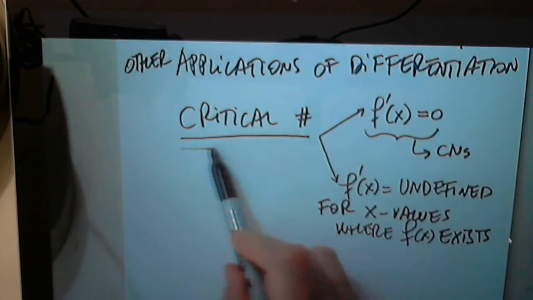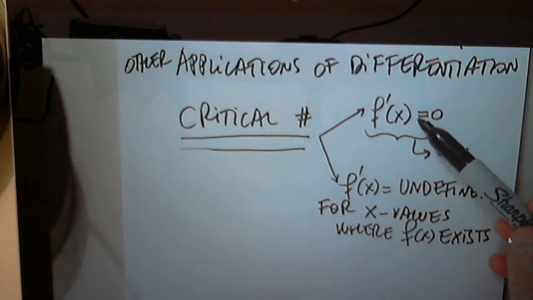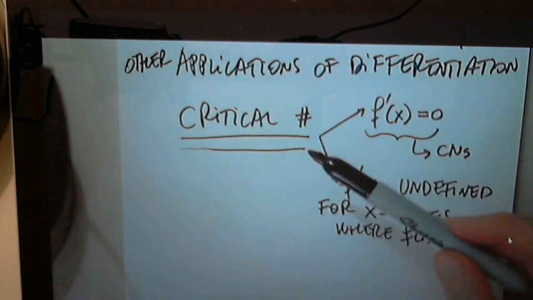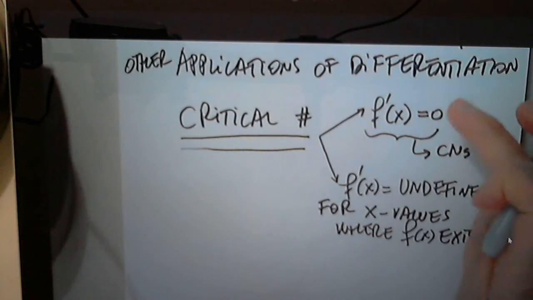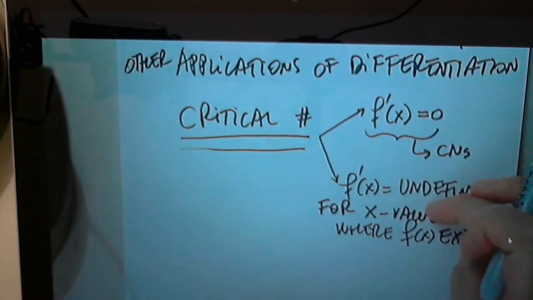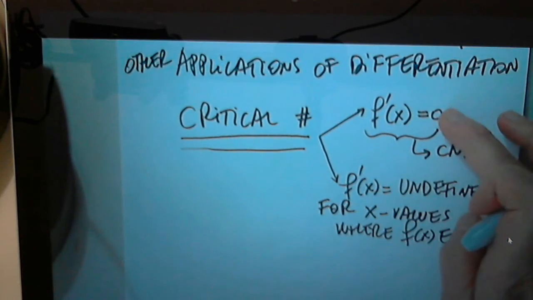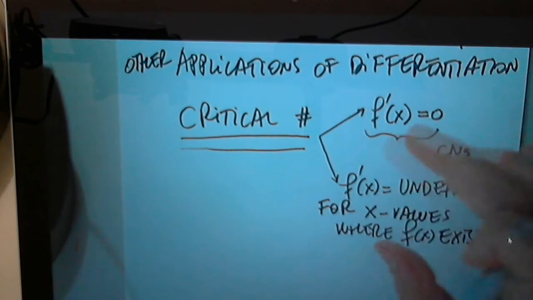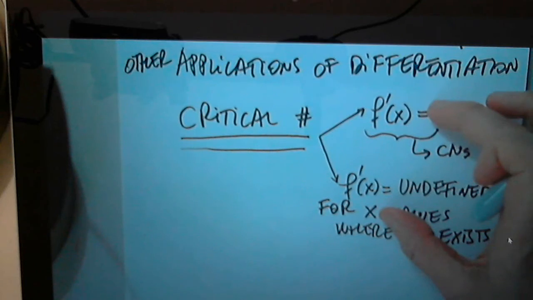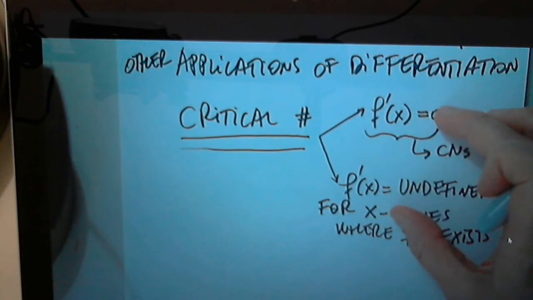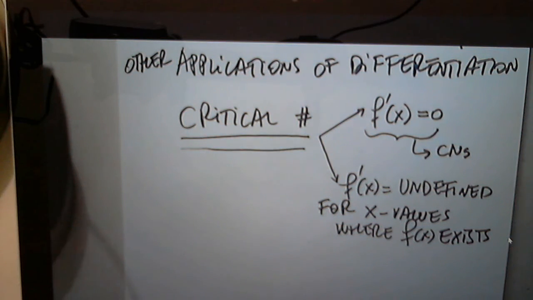So critical numbers come from two sources. F prime has to be determined in both cases. Functions may have critical numbers coming from here and not from here. Functions may have critical numbers coming from this source but not this source. But there are functions that have critical numbers coming from both. So no matter what, I have to check both when I look at the critical numbers.